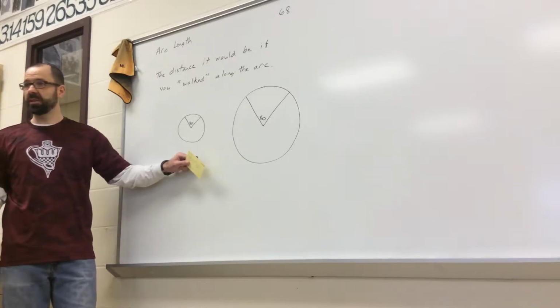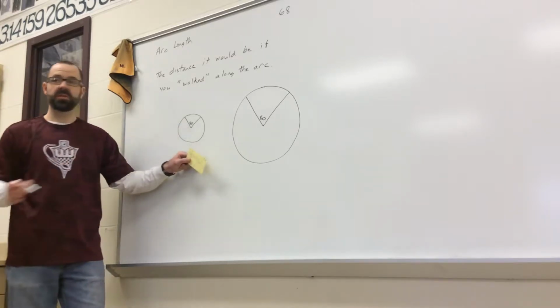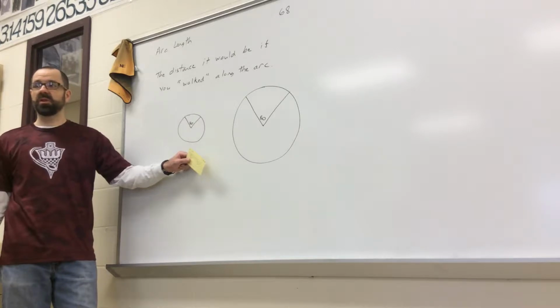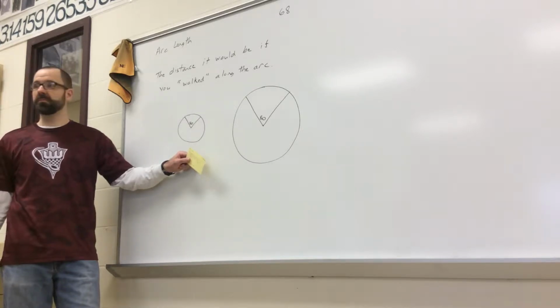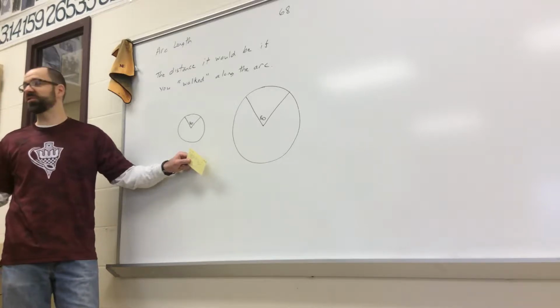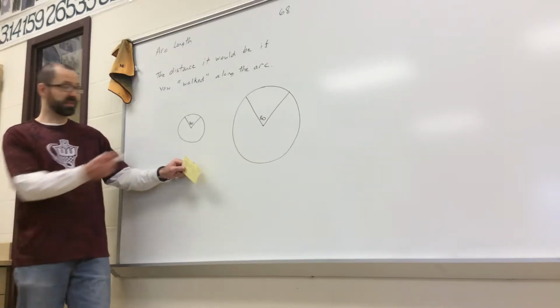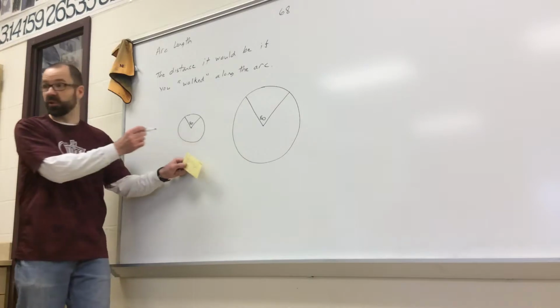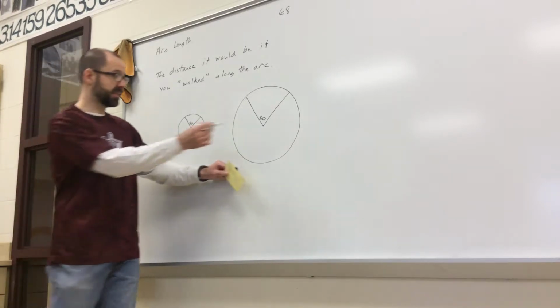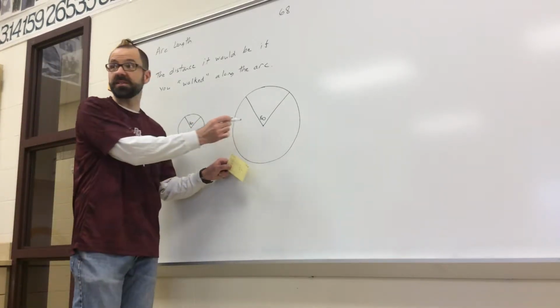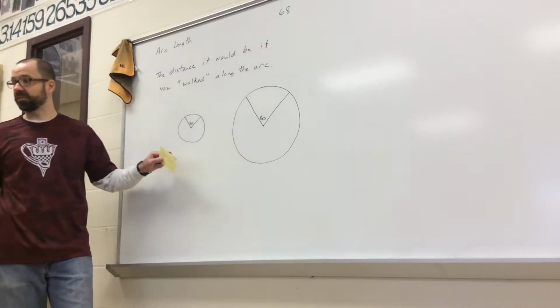When the angle is at the center of the circle, what's it called? What kind of an angle is it? It's called a central angle. So this is a central angle because the vertex is at the center of the circle. And this is a central angle because the vertex is at the center of the circle. So we got two central angles, and they're both 80.